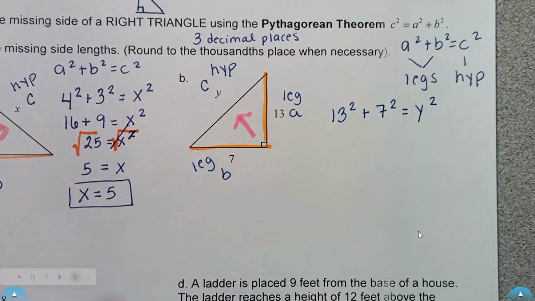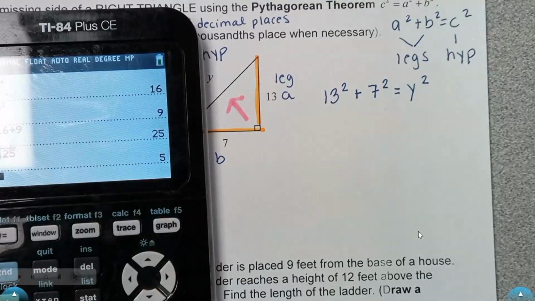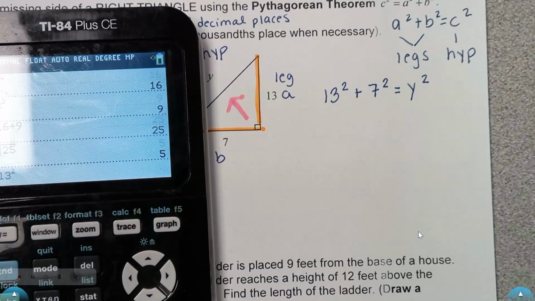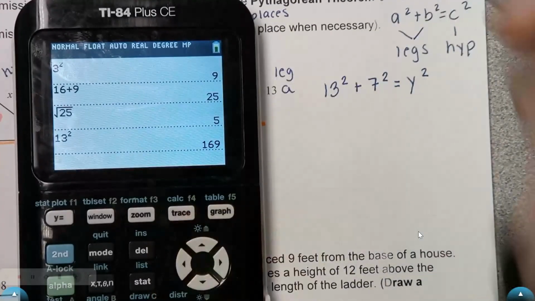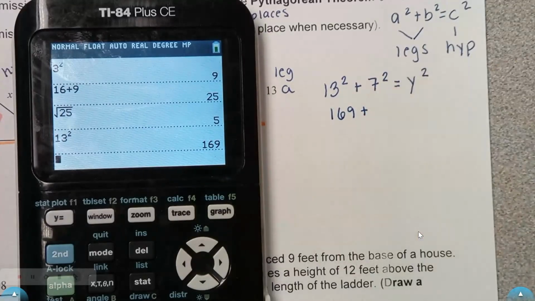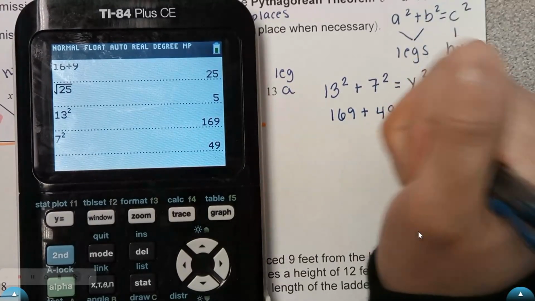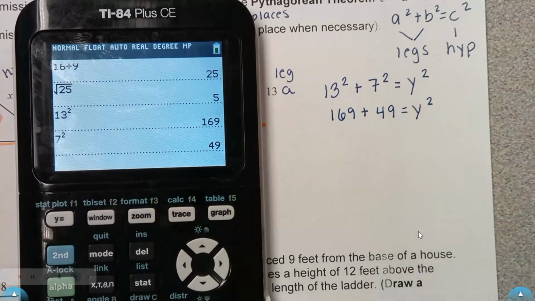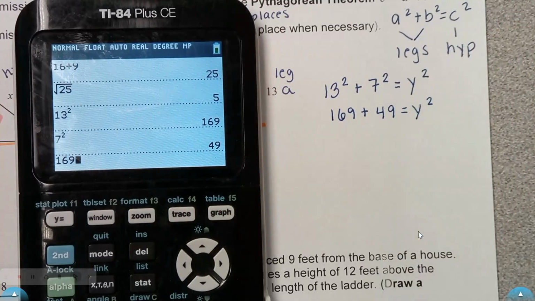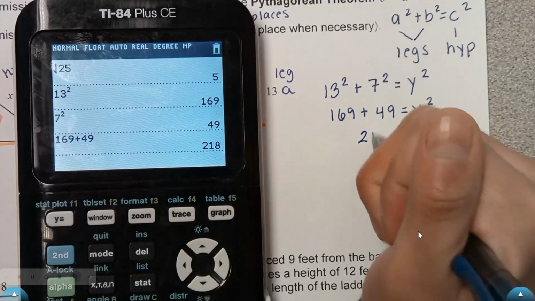Okay, and I'm going to square each one. So 13 squared is 169, plus 7 squared, 49, is y squared. 169 plus 49 is 218.